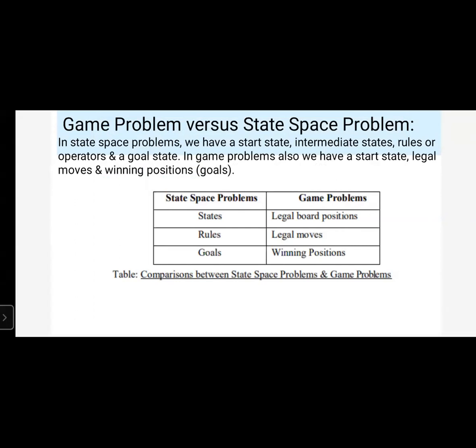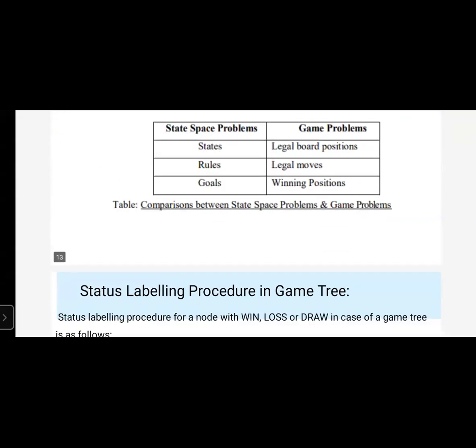Okay. Now see this one. In state space problems, we have states, rules, and goals. And in game problems, we have legal board positions, legal moves, and winning positions. So this is the comparison between state space problem and game problem.